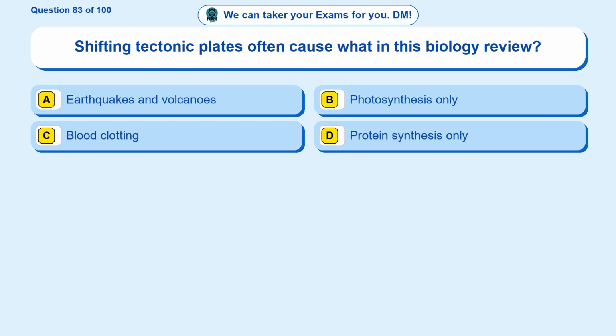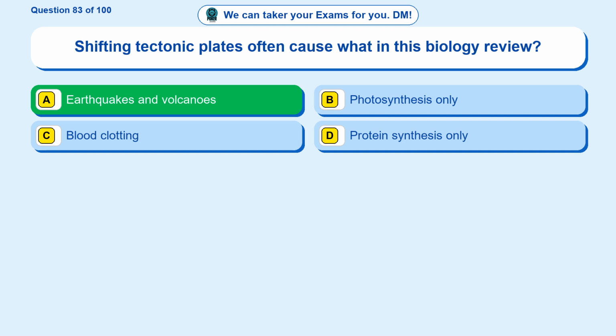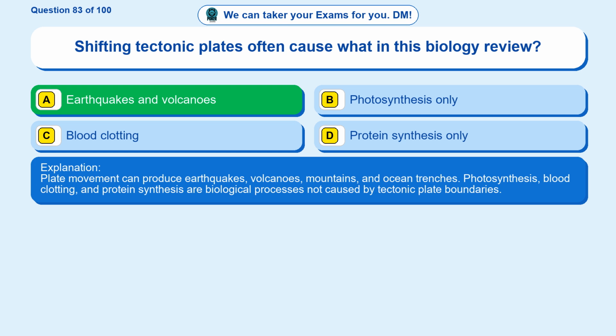Question 83. Shifting tectonic plates often cause what in this biology review? Option A, earthquakes and volcanoes. Option B, photosynthesis only. Option C, blood clotting. Option D, protein synthesis only. The correct answer is option A, earthquakes and volcanoes. Plate movement can produce earthquakes, volcanoes, mountains, and ocean trenches. Photosynthesis, blood clotting, and protein synthesis are biological processes not caused by tectonic plate boundaries.